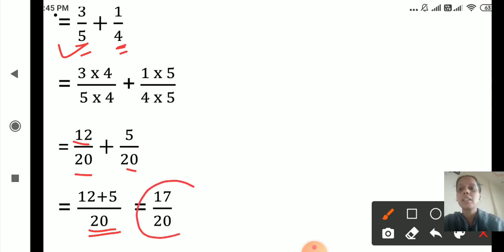So what is the answer? 17 upon 20, and it cannot be divided further, so we will keep it till here. So this is the final answer, 17 upon 20. Okay, hope you are clear with this.